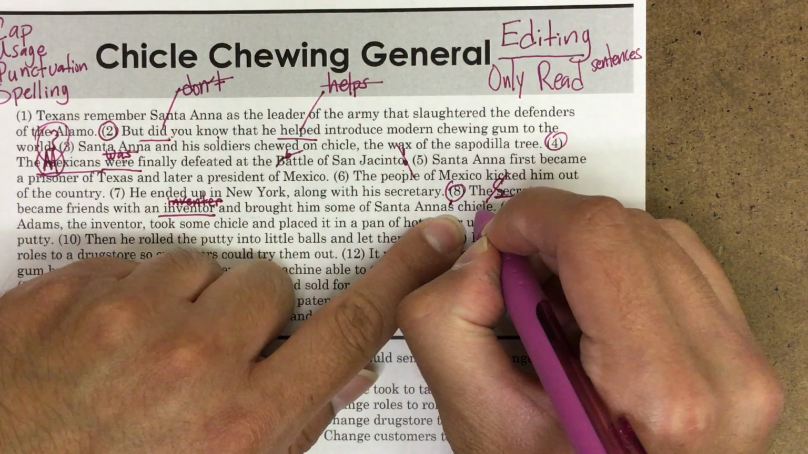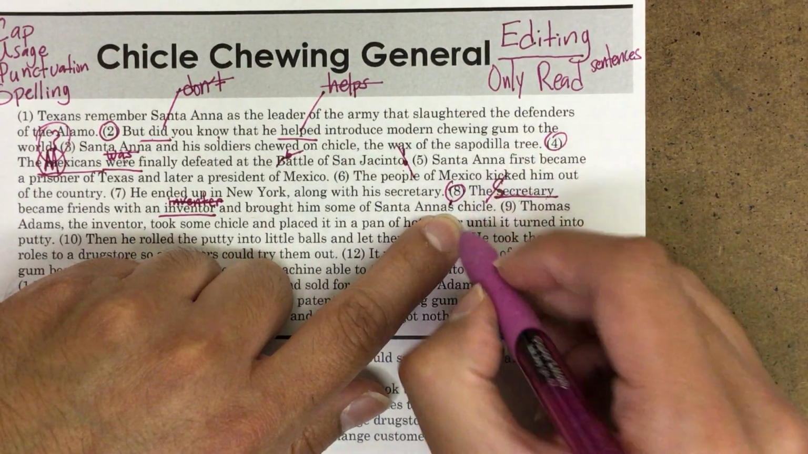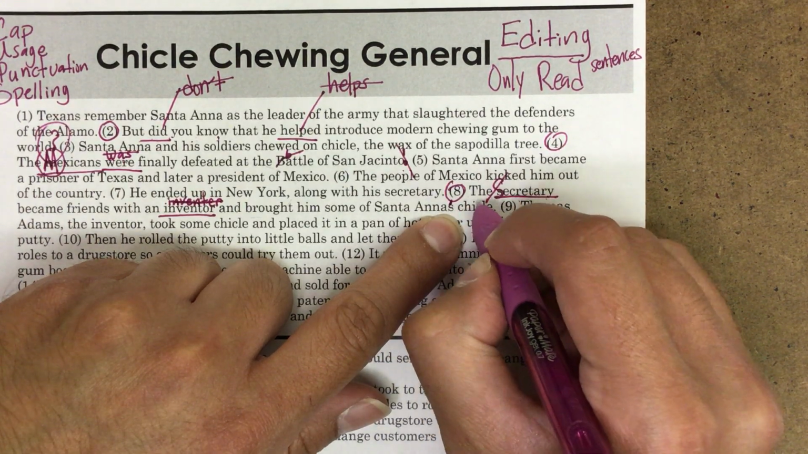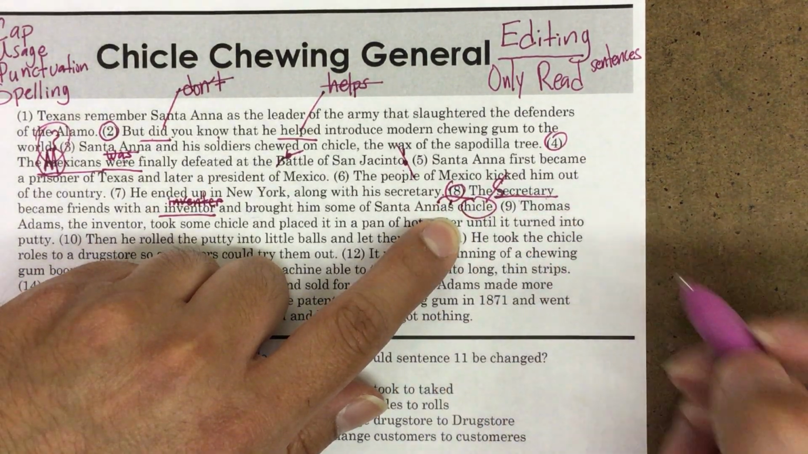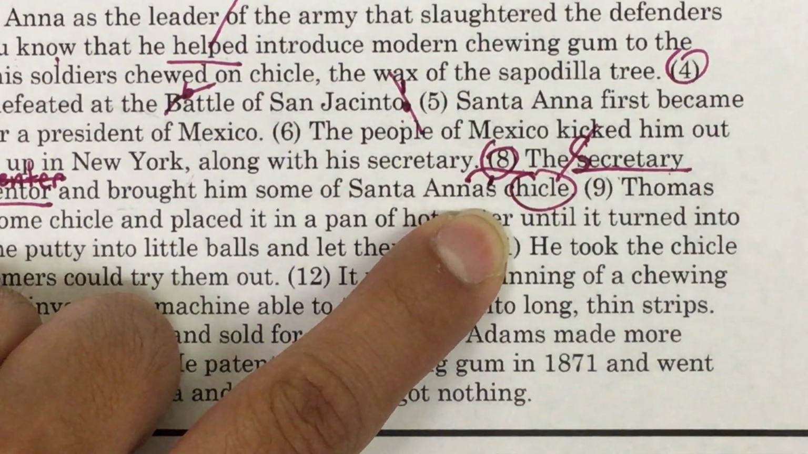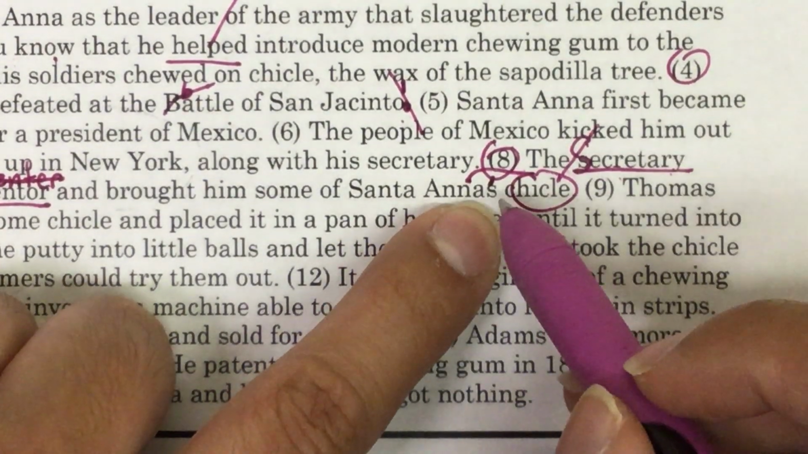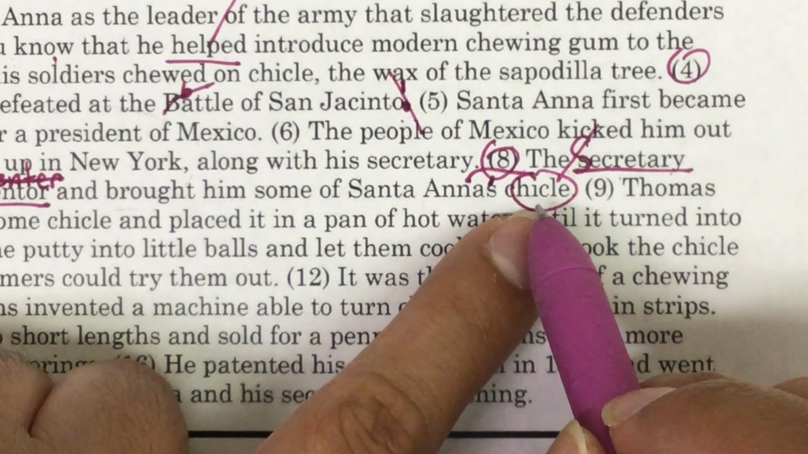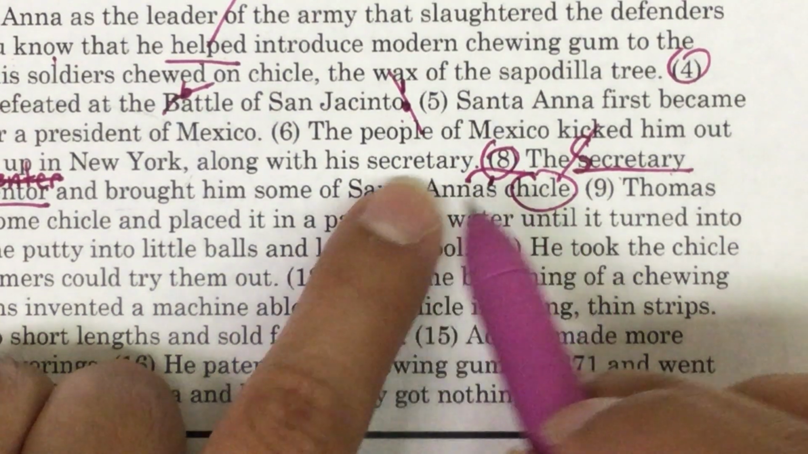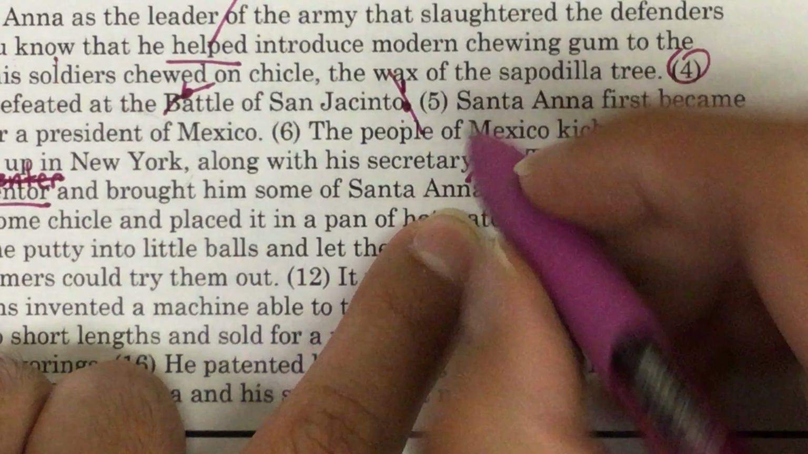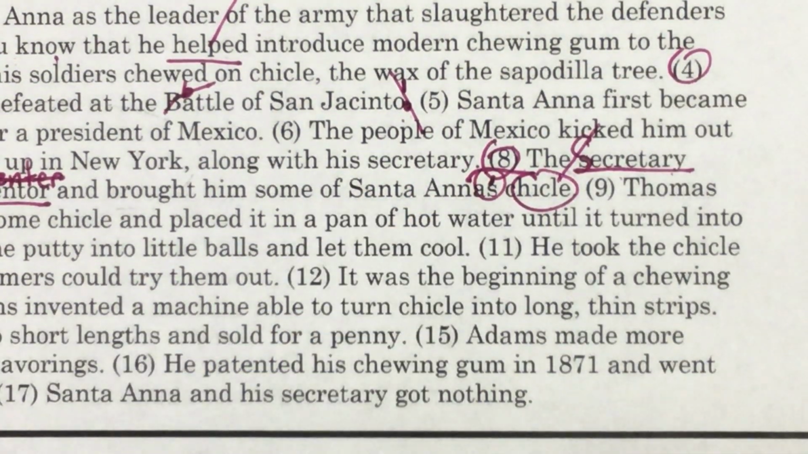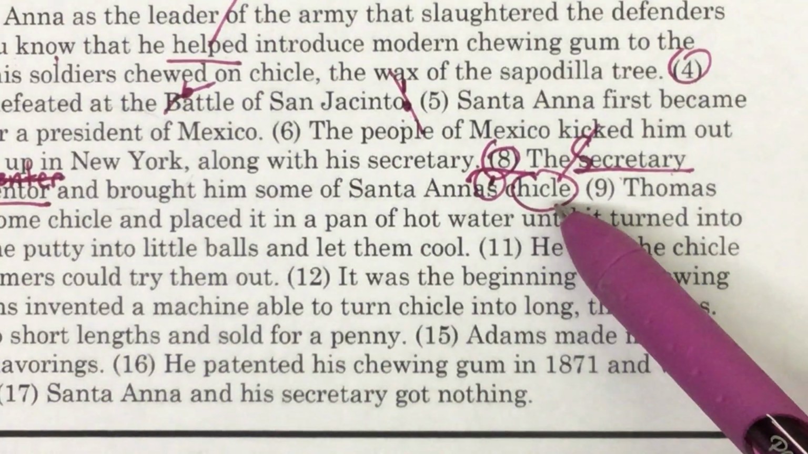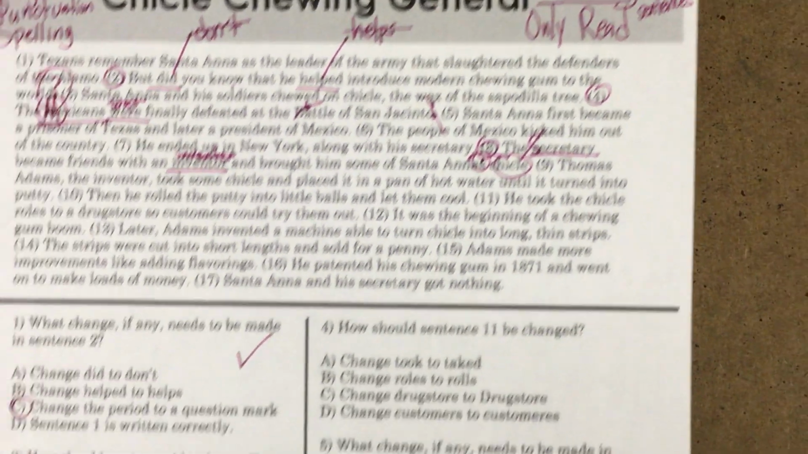Now, we have the word chicle here. So remember the rule for the apostrophes. It shows ownership. The chicle belongs to Santa Anna. So we have to have the apostrophe before the s. It's showing that he owns this object. The chicle, the gum, belongs to Santa Anna, so you do need the apostrophe. This is the correct edit. So it's C, change Santa Annas to Santa Anna's, but we need to add the apostrophe because it's showing ownership.